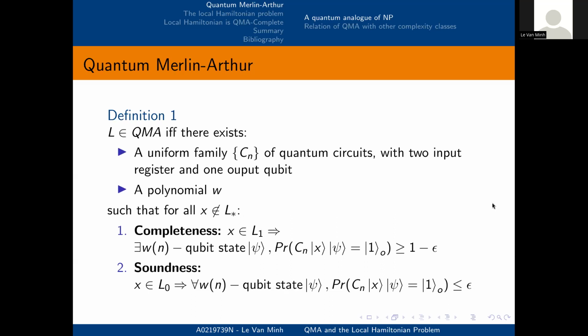for a problem L to be in QMA, there exists a uniform family of quantum circuits Cn and a polynomial such that for every instance, of course, it will exclude every instance in L star. The first condition for it to be in QMA is completeness, meaning that if the instance is a yes instance, X belongs to L1, there exists some witness state.